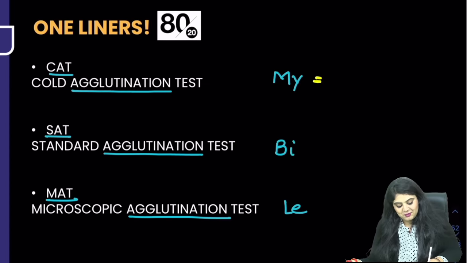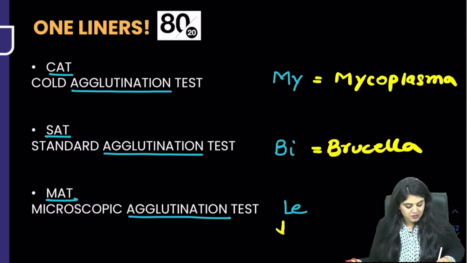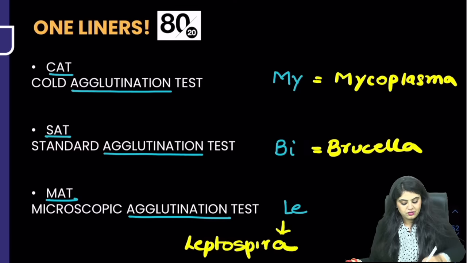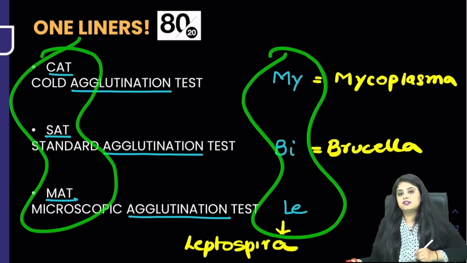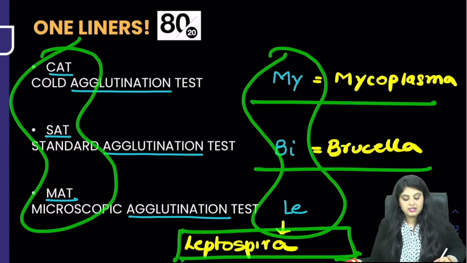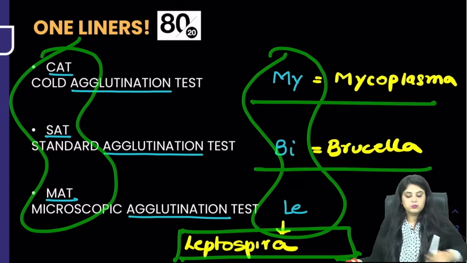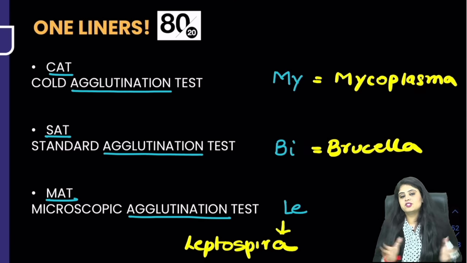What are those? So my is for my Billy. So my stands for mycoplasma. Standard agglutination test is going to be for what? That is Brucella. And microscopic agglutination test is for Leptospira. So remember, cat sat on a mat, and you remember my Billy. So this is going to be for mycoplasma, Brucella, and Leptospira. Leptospira came in the NEET exam. I just hope this all together comes in this exam. And if this does not come, then all of this session comes in this exam.